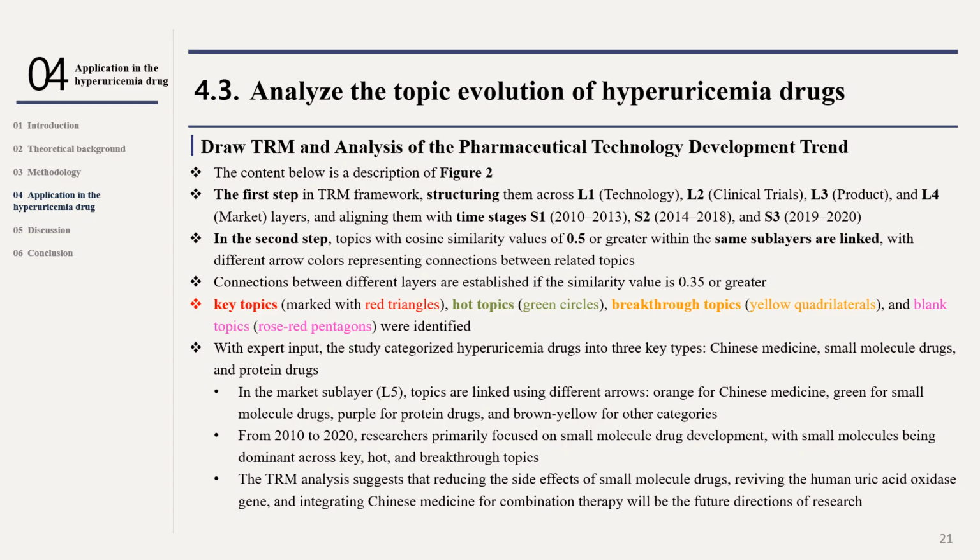0.35 or greater. Key topics are marked with red triangles, hot topics are marked with green circles, breakthrough topics are marked with yellow quadrilaterals, and blank topics, rose-red pentagons, were identified. With expert input, the study categorized hyperuricemia drugs into three key types: Chinese medicine, small molecule drugs, and protein drugs.